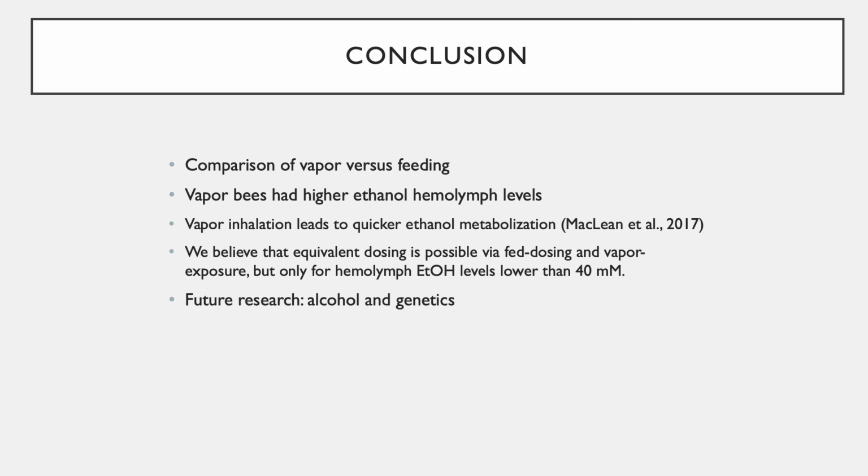We do believe that the equivalent dosing is possible via the feeding method and the vapor method, but only for ethanol hemolymph levels that are less than 40 millimolars. So this means that for the higher levels, we would have to adjust the dosing in order to determine how much of the ethanol for the vapor system is equivalent to these higher levels of ethanol dosage. For future research, we suggest that researchers look into alcohol and genetics and look at some of the genetic factors behind this metabolization of alcohol, but also looking at the impacts that alcohol has on genetics.